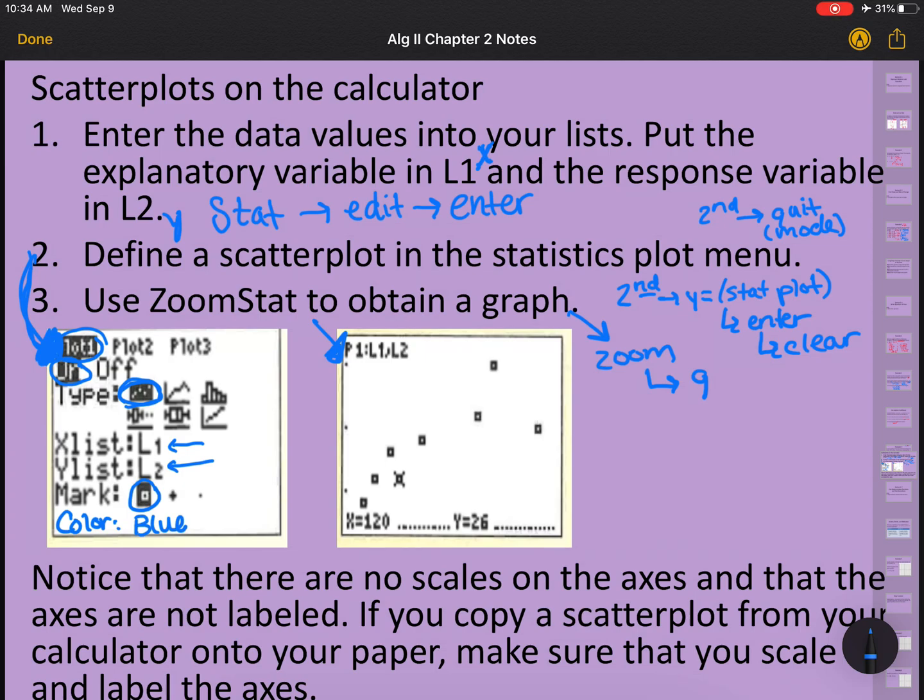If you cannot see your dots or scatter plot, you might have to fix the window. If that's the case and you still can't see your dots, let me know and I can help you out there, okay? So notice that there are no scales on the axes and that the axes are not labeled. If you copy a scatter plot from your calculator onto your paper, make sure you scale and label your axes, okay? Depending on what kind of data you're dealing with.